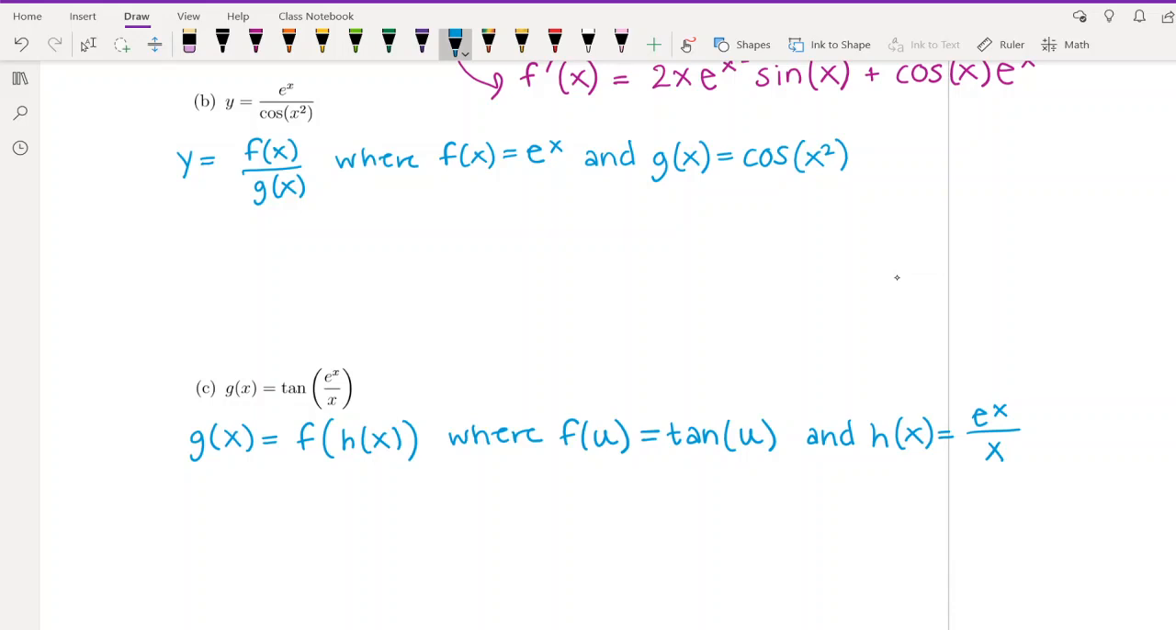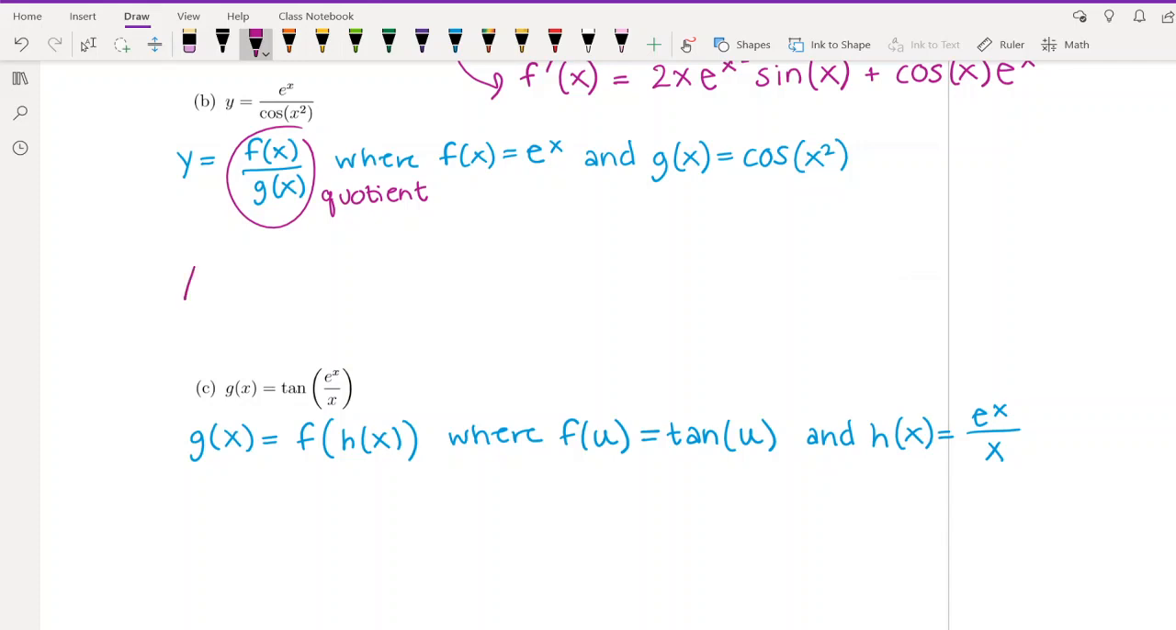Okay, so let's go through this. We're going to go back to B now that we saw the contrast between these two. On B, we can start by applying the quotient rule, right? Because it's a quotient, that's what tells us to get started with the quotient rule.